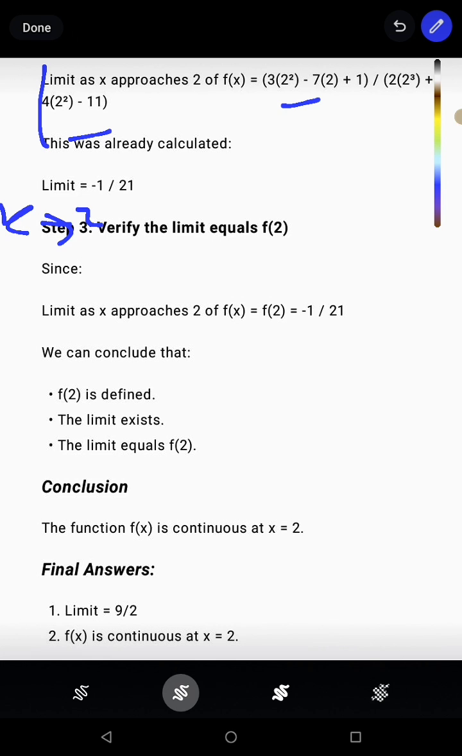Now, you notice that we conclude that f of 2 is defined because we get a value. And the value is what? Minus 1 over 21. The next thing, the limit exists. We get a definite value. In fact, we can equally get infinity for the limit, or we can get 0 for the limit. That's all defined. But actually, we get minus 1 over 21, which is a definite value. Now, we eventually get to know that the limit is equal to f of 2. For f of 2 we get minus 1 over 21, and for the limit we get minus 1 over 21. So the limit is equal to f of 2. Hence, the conclusion is that f of x is continuous at x equals 2. That is the conclusion we draw to that question.